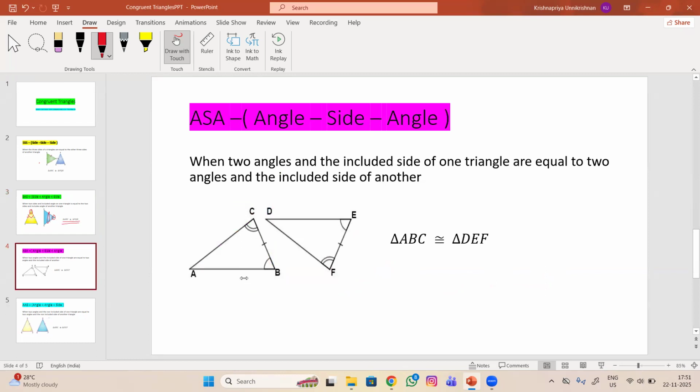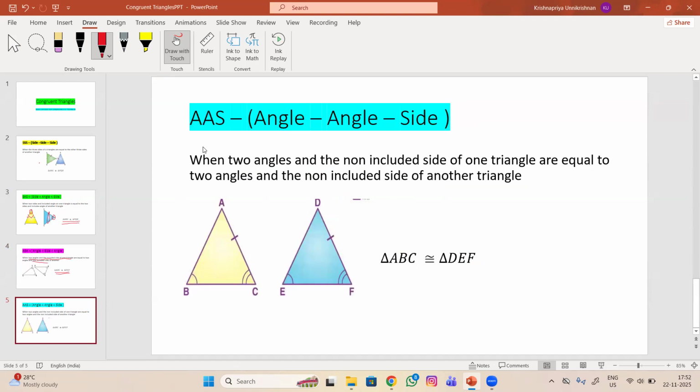So here in the first triangle, the base and the base angles are equal to the base and base angles of the other triangle. So we can say that triangle ABC is congruent to triangle DEF, because two angles and the included side of one triangle are equal to two angles and the included side of the other triangle. Then we can say that these two triangles are congruent to each other.